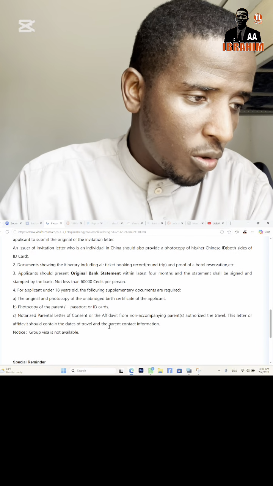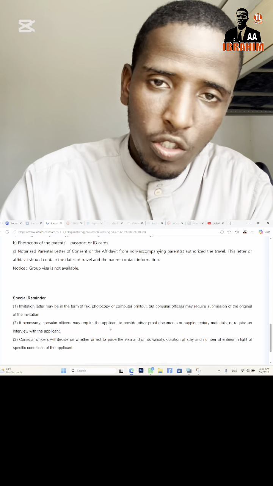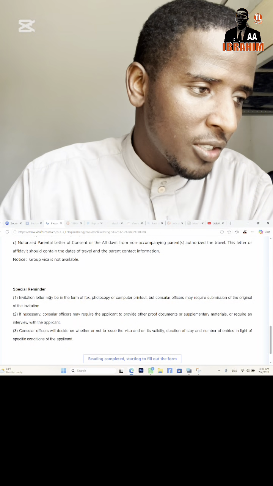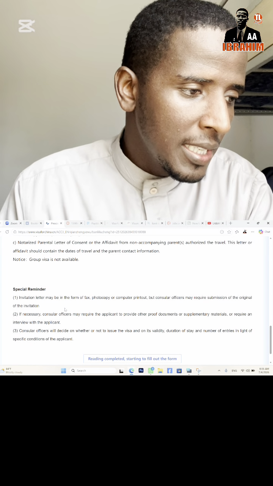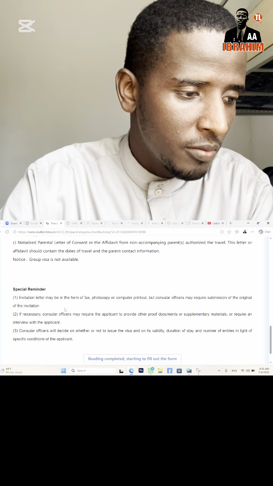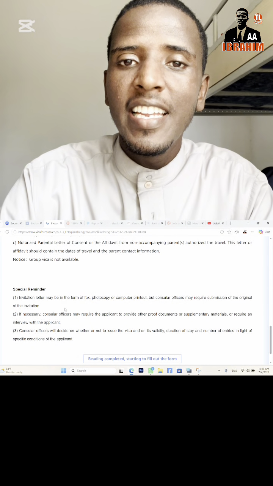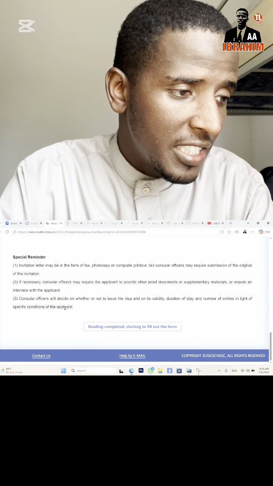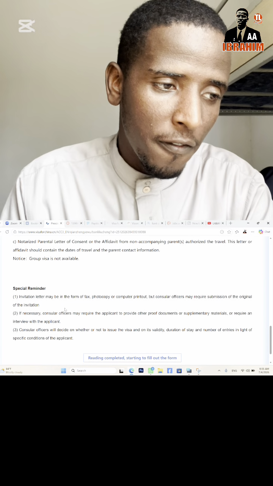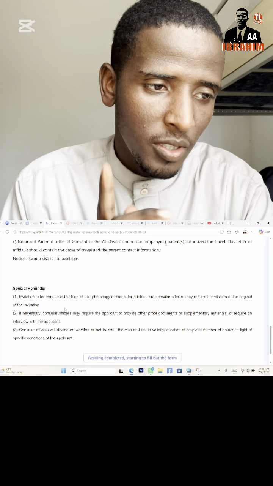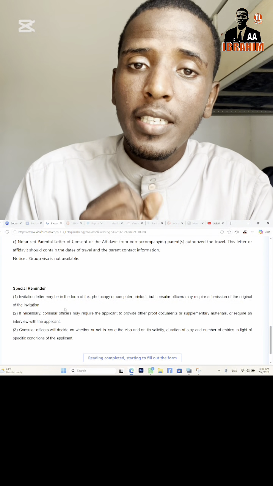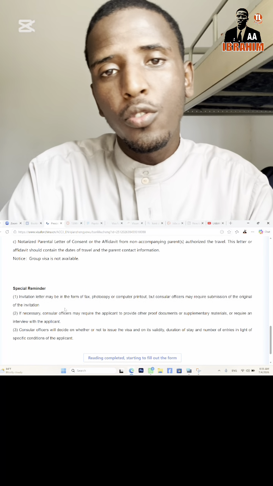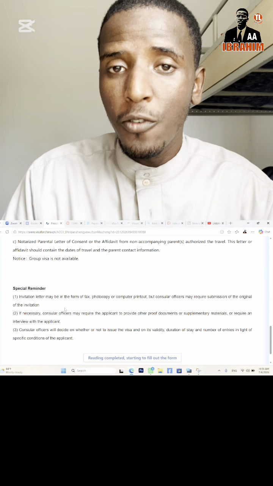Number 4 doesn't concern you. Under 18 years old, you need to provide parent consent photocopy. Okay, number 4, A, B, C doesn't concern you. Okay, and they even have a special reminder about the invitation. Invitation letter may be in the form of fax or photocopy or computer printout. Remember, the person who is giving you the invitation. Yes, so these are the basic documents you need for Chinese visa.